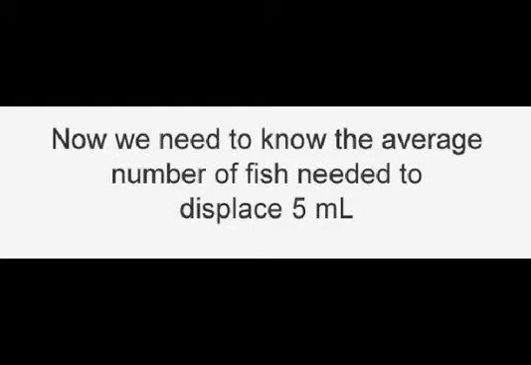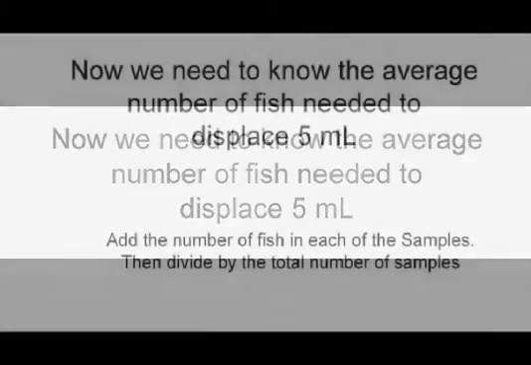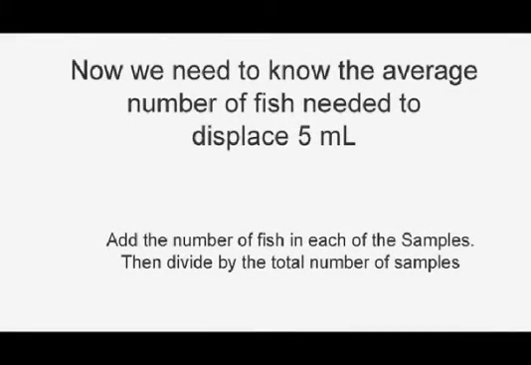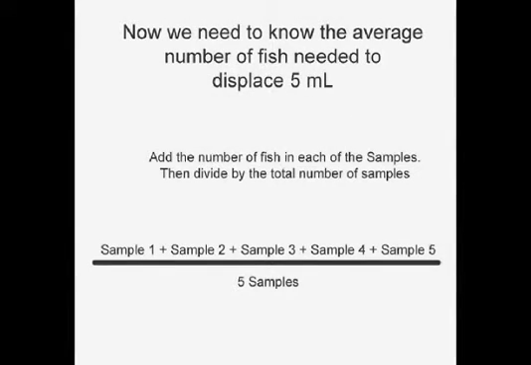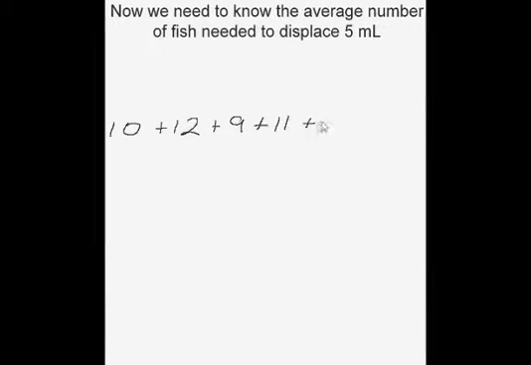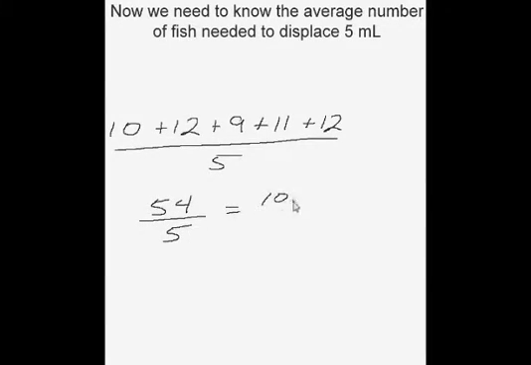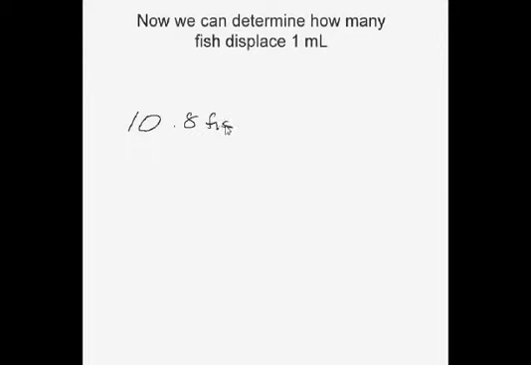With the 5 samples recorded, the average number of fish needed to displace 5 milliliters can be calculated. To calculate the average, we will add the number of fish in each of the samples taken and divide by the number of samples. You can see the formula here. Add all the fish in samples 1 through 5 and divide by 5. The number of fish in our samples adds up to 54. We have 5 total samples. 54 divided by 5 is 10.8. We have now determined that it takes 10.8 of our fish to displace 5 milliliters.